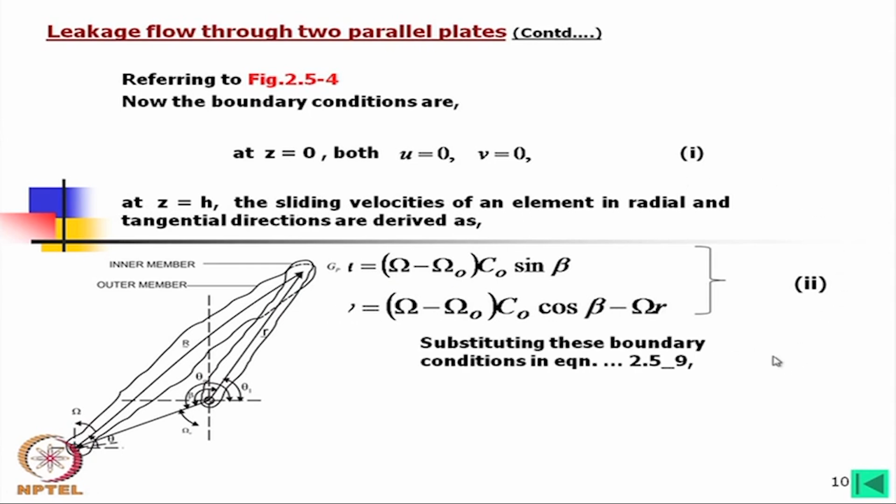Now, what we do is substitute these boundary conditions in equation 2.5.9, and we get directly k 2 is equal to 0. If you look into that equation and substitute these boundary conditions, from the first boundary condition you will get k 2 is equal to 0, and then from the other one you will get k 1 is equal to 1 by h omega minus omega 0 c 0 sin beta minus h by 2 mu dp by dr.